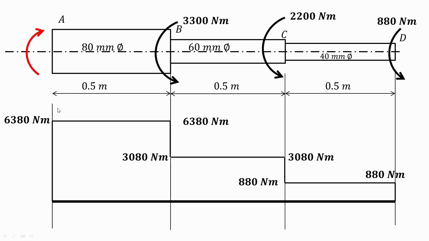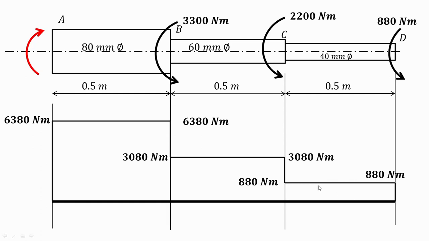Now you can identify the various torques over here. For portion AB, which is of 80 mm diameter, 500 mm length, the torque that is acting is 6380 Newton meter as indicated by this horizontal line. Shaft BC, which is of 60 mm diameter, 500 mm length, is subjected to the torque of 3080 Newton meter. You can convert this into Newton mm by multiplying by 10 raised to 3. Shaft CD, which is of 40 mm diameter and 500 mm length, is subjected to the torque of 880 Newton meter as indicated by this horizontal line.